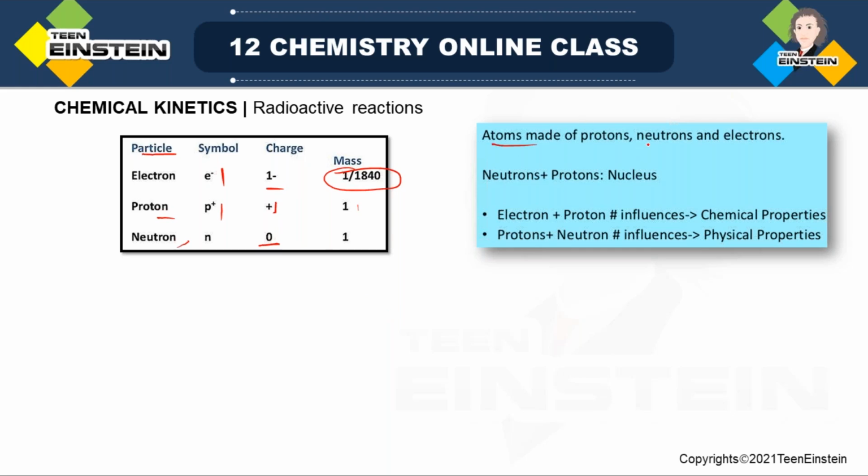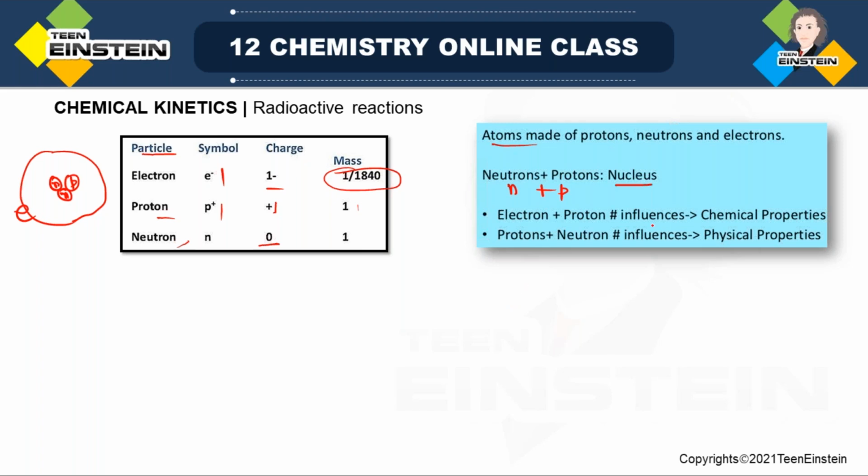Now atoms are made of protons, neutrons, and electrons, and if we consider an atom, then in the nucleus there is presence of neutron and proton. So neutron and proton will be in the nucleus, and electrons will be present outside.